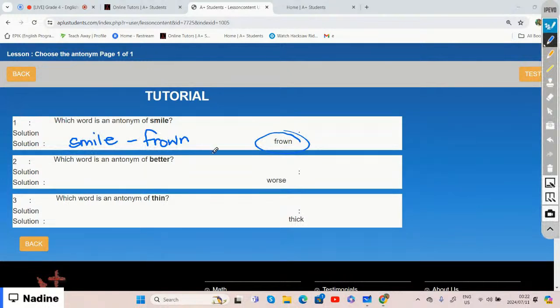If we look at the word better, it's either something is getting better or it gets worse, right? And here we can either say you are thin or you are thick, right? Or slim and thick. Those are words that are opposite in meaning. All right, so now let's go to our test where we are going to choose the antonym.